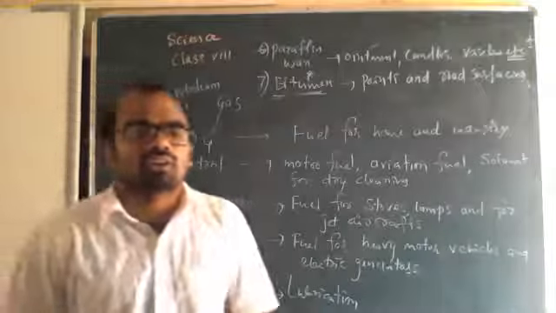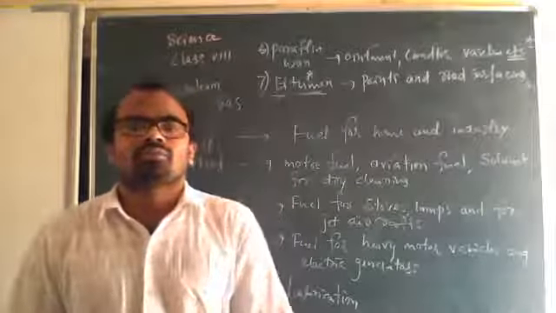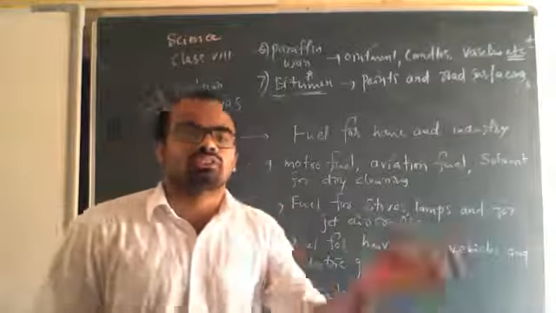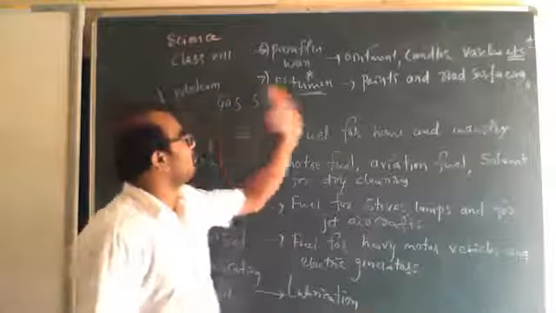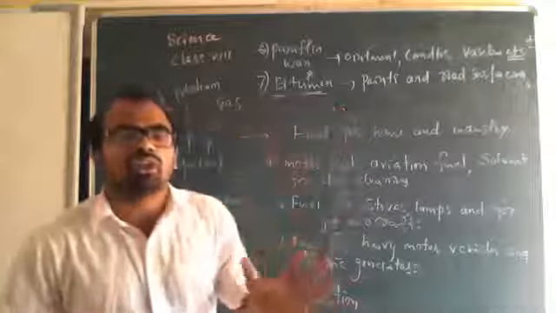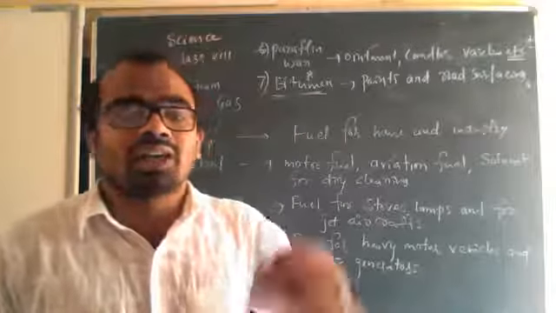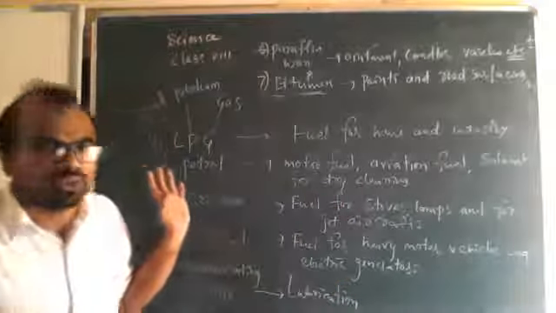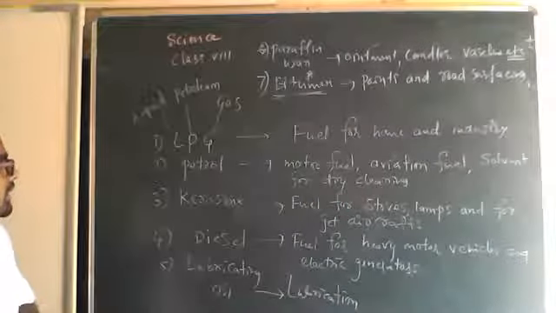This question will be asked. Name the petroleum product which is used in paints or which is used in road surfacing. You have to write it as bitumen. Okay, bitumen is the petroleum product that is used in paints as well as road surfacing. So these are the things you should remember.